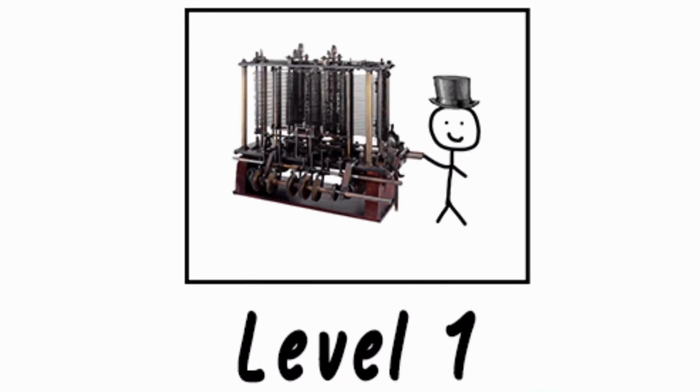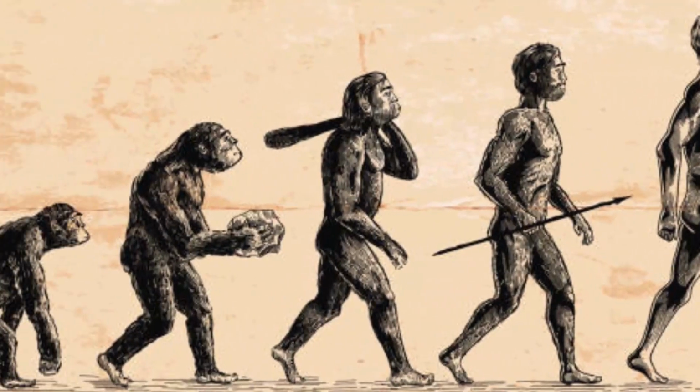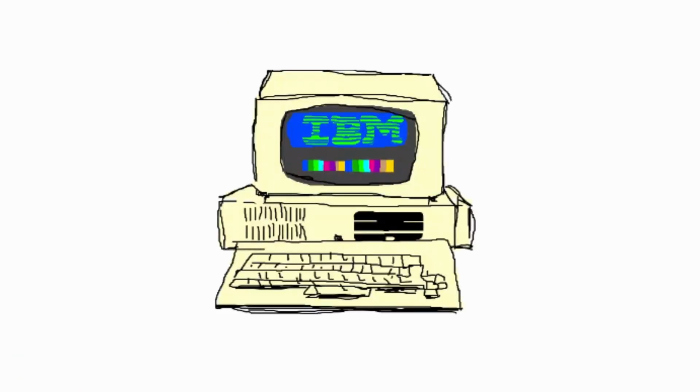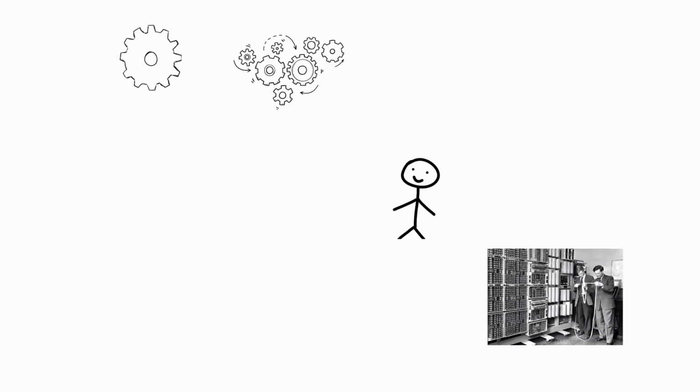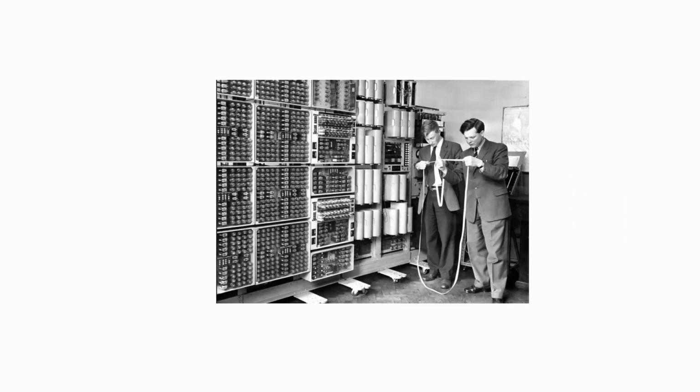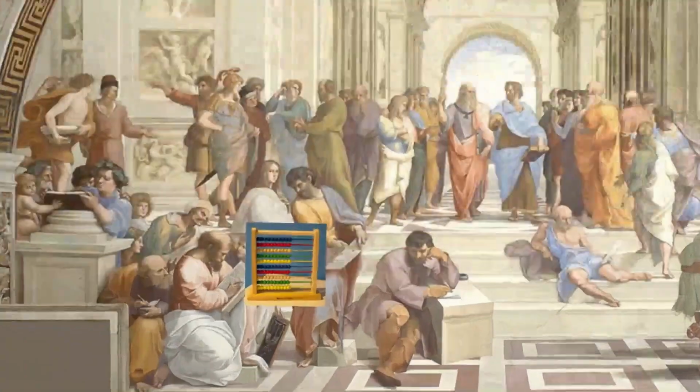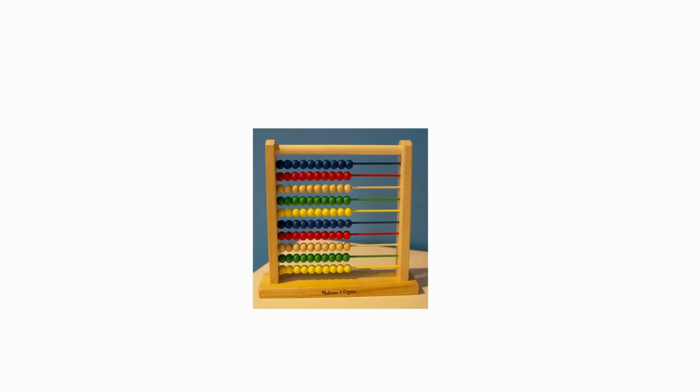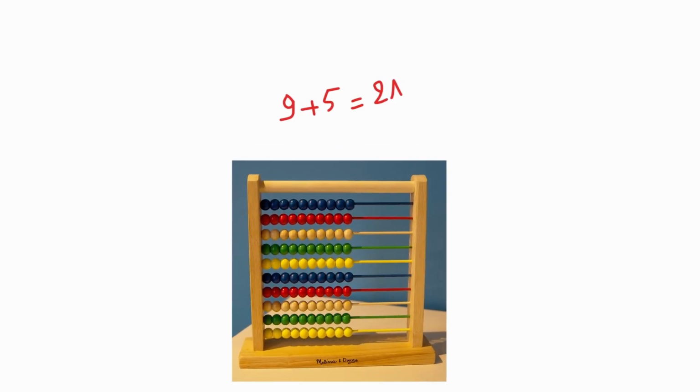Level 1. The Mechanical Era. Long before electronic circuits and microchips, the earliest forms of computers were purely mechanical. These machines relied on gears, cogs, and human power to automate calculations that would otherwise be time-consuming or prone to error. The abacus, which dates back thousands of years, is perhaps the most iconic example, offering a simple but effective way to track sums and differences.